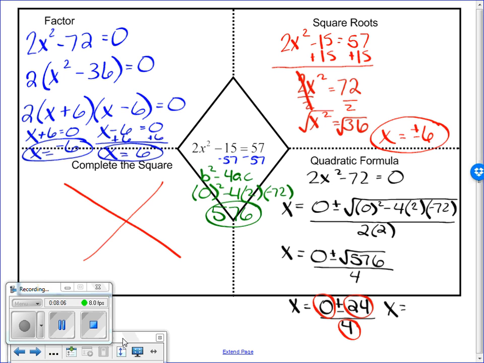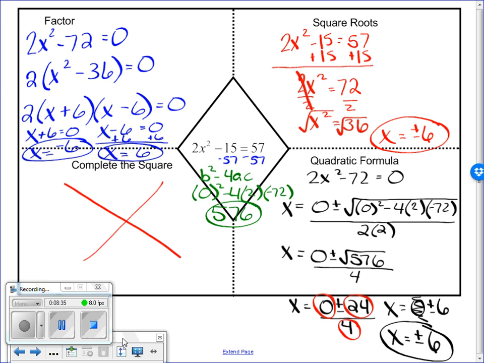So x equals, what's 0 divided by 4? 0. Plus or minus 24 divided by 4? 6 over 1. I don't really need it. What's 0 plus or minus 6? Plus or minus 6. I don't really need the 0, but you still need that plus or minus sign, because I should get 2 answers. All right, so I got the same answer. I did it 3 different ways.